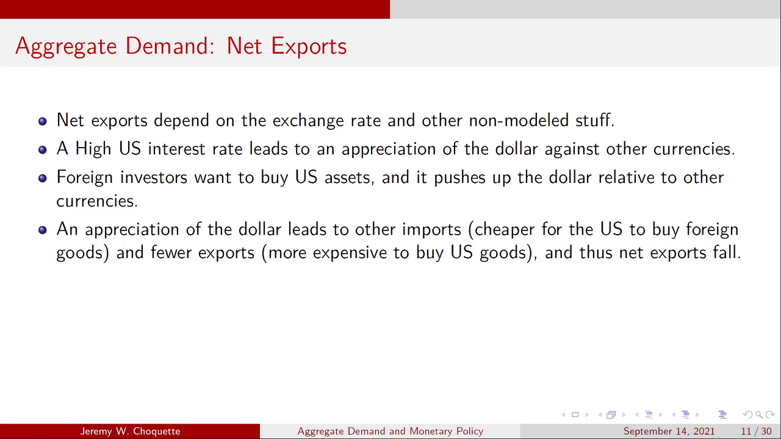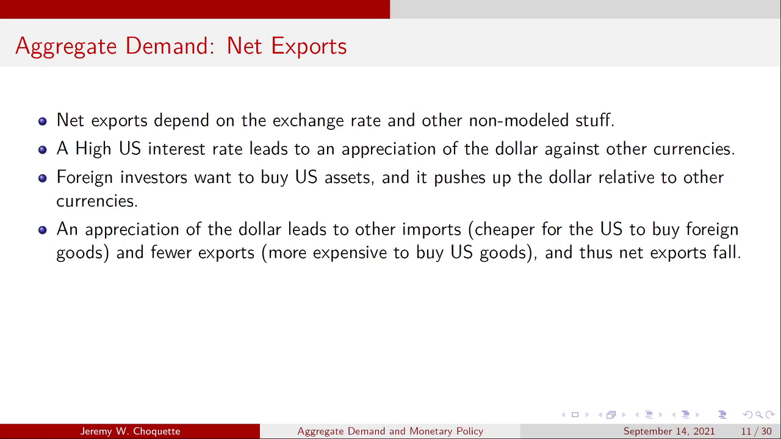So if the dollar gets more expensive, basically, if the dollar is at a higher exchange rate relative to other currencies, it's cheaper for us to buy foreign goods, right? Because these other currencies are now worth a lot less than what they were before, because our currency has gotten more powerful, right?